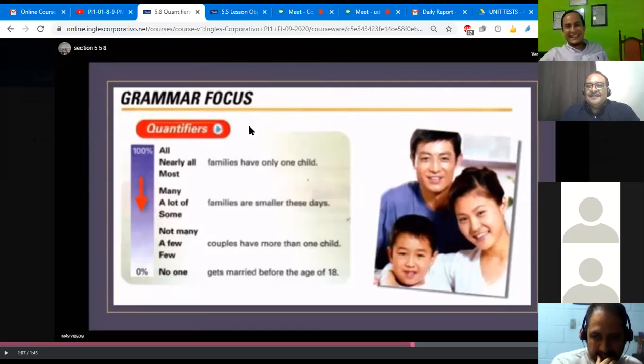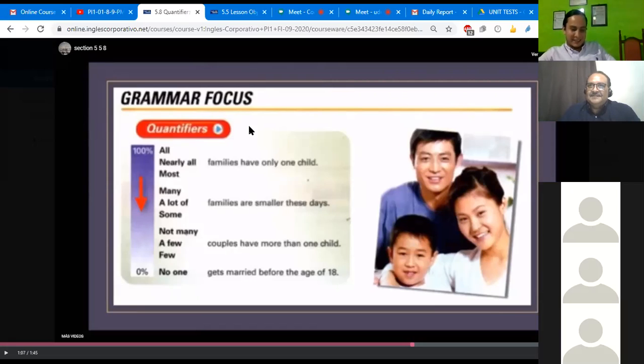What else? Teacher, what is the difference between a few and few? That's a good question. You say a few is that you can say that you have sufficient friends. And when you say few, it is less than a few. For example, I have few friends in my life, probably one or two.